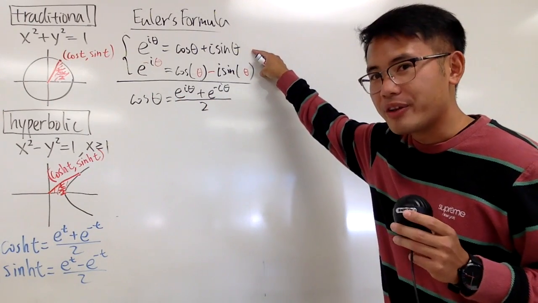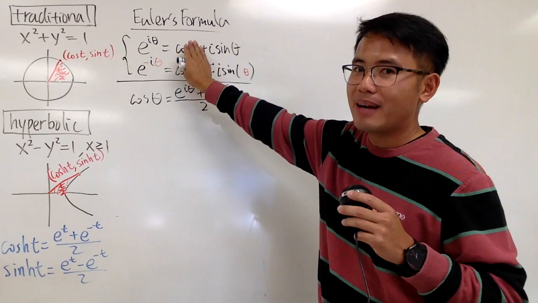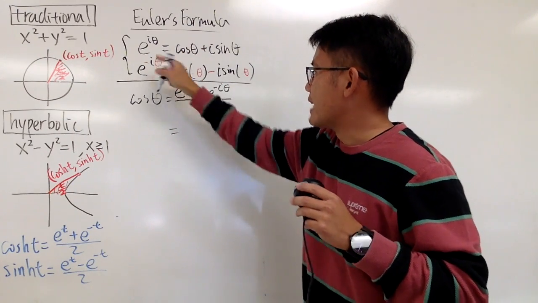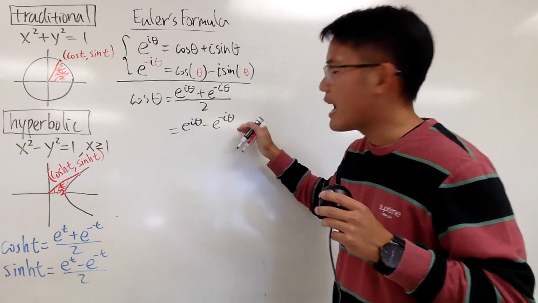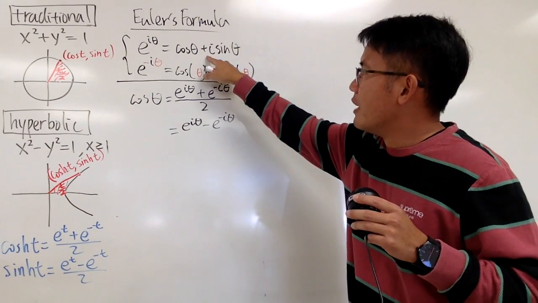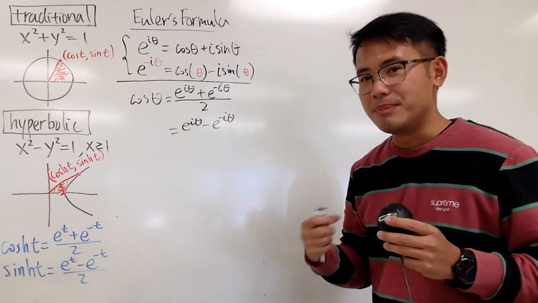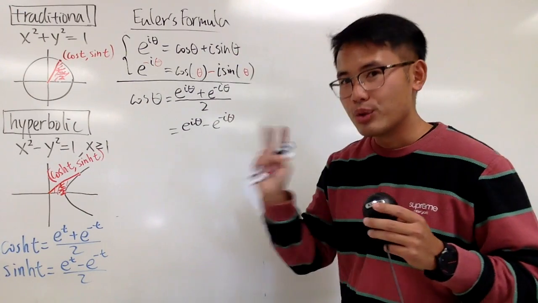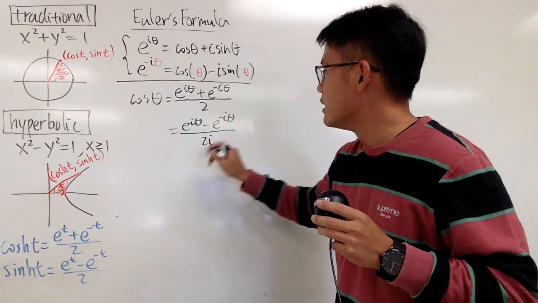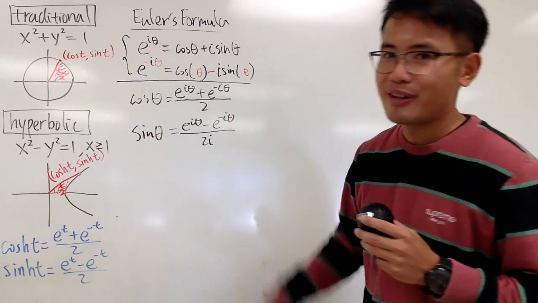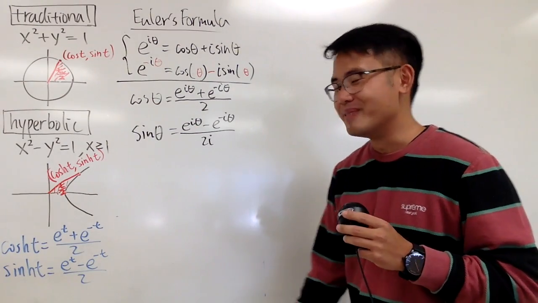And to solve for sine from here, I will have to do the first equation minus the second equation so I can get rid of the cosine theta. Well, when I do this minus that, we will have e to the i theta minus e to the negative i theta. And be careful right here, we have positive i sine theta minus negative i sine theta. So it's like minus minus becomes plus. When you combine them, you get 2i sine theta. This time, I will have to divide it by 2i on both sides, so I can actually get sine theta right here. And there we have it. These are the complex definitions of sine and cosine right here.